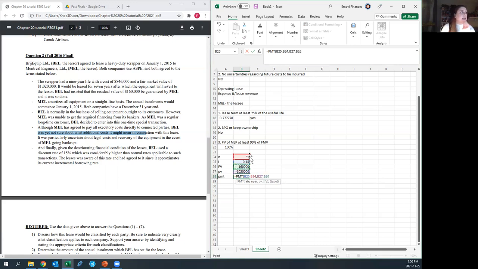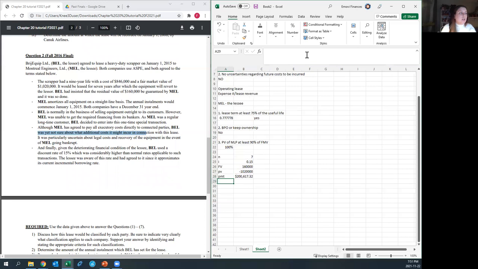And then here, is it at the beginning or the end of the period that they make their payments? The annual installments would commence on January 1st, 2015. So that means that they make their payments at the beginning of the year. So when you calculate your payments, if you're using Excel, you use beginning of the period, or if you use your financial calculator, you switch it to beginning of the period. And with the tables, same thing. So here I'm putting 1.